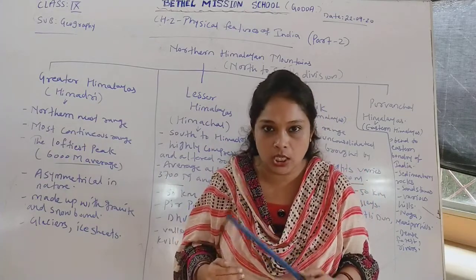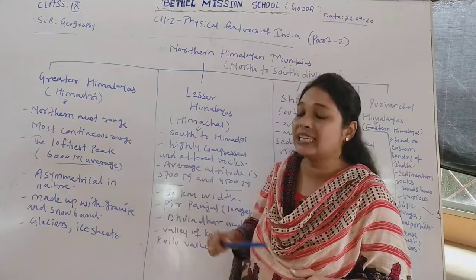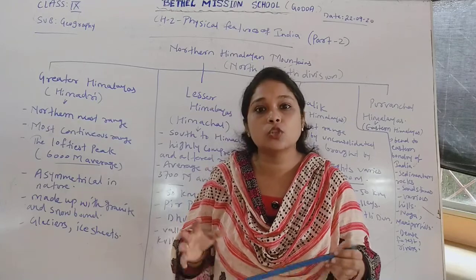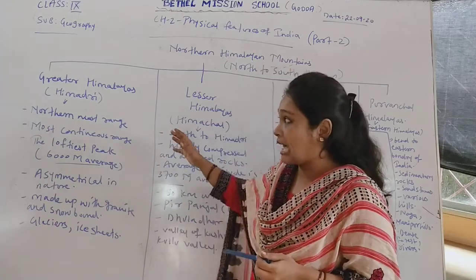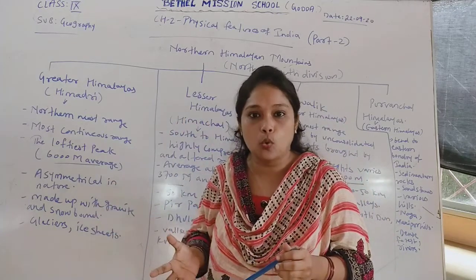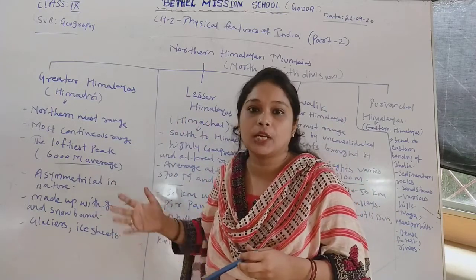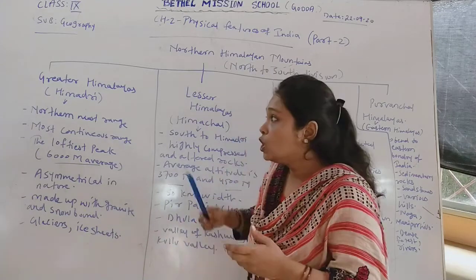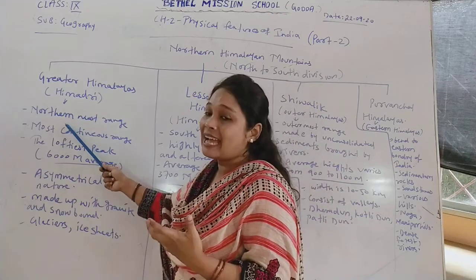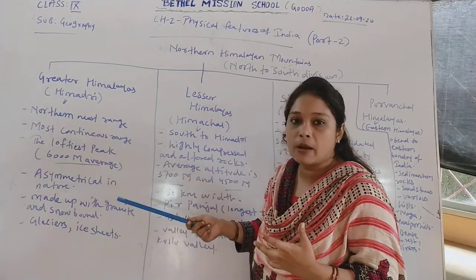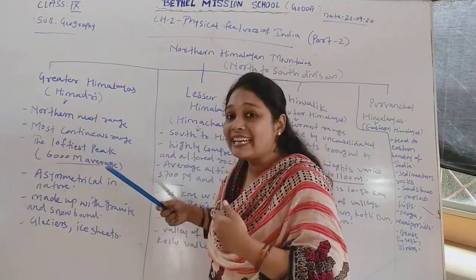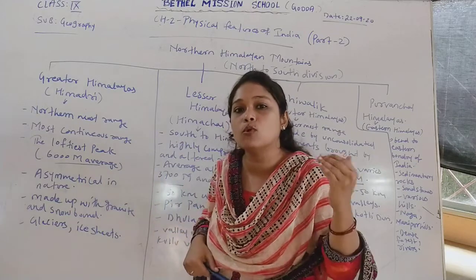We will start with the first one, the Greater Himalayas, also called Himadri. Himadri means snow mountains, because it is the highest peak of the Himalayas. It was always covered with snow, and there was always snowfall in that area because of the height. The Greater Himalayas, or Himadri, lie in the northernmost range of the Himalayas, at the very topmost part, and they are the most continuous mountains in the Himalayas.